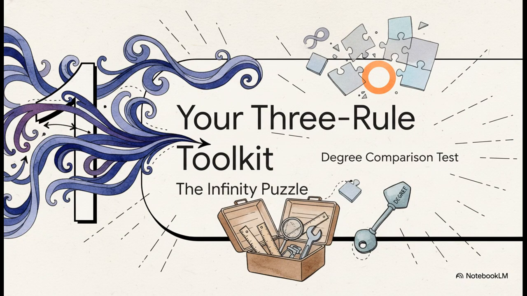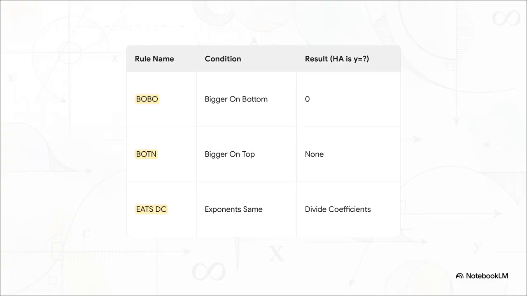So, how do we solve this infinity puzzle without getting a massive headache? The best part is, you don't need to mess around with complicated limits. All you need is one super powerful method called the degree comparison test. This is your go-to toolkit, and it's awesome. Believe it or not, this whole process comes down to 3 incredibly easy-to-remember rules. Meet your new best friends, BOB, BOTN, and EATS DC.